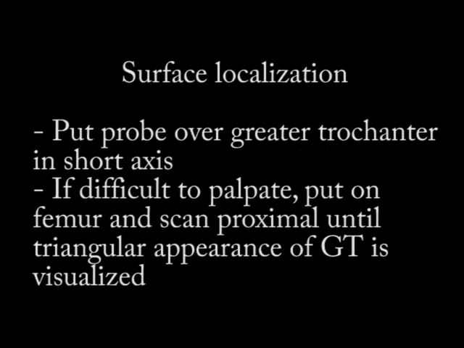With surface localization, depending on the patient's body habitus, if I can palpate the GT, great. I'll put the ultrasound probe in short axis over the GT. If I can't palpate it, you can put the ultrasound probe on the lateral aspect of the proximal femur. The femur in that case has a spherical appearance. If you follow that femur and scan proximally, once you get to the GT, it will be triangular rather than spherical, and it'll often be more superficial compared to the femoral shaft, and we'll look at that.